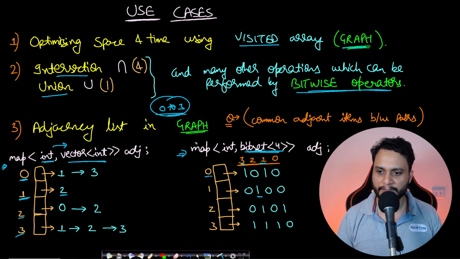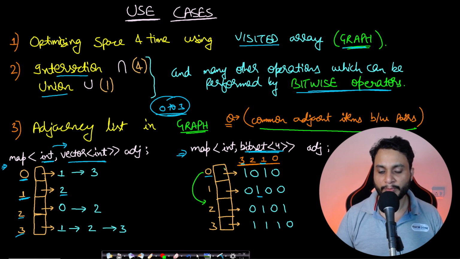Now what is the use case of this? Let's say that my question involves finding common adjacent item between pairs. So if you want to find out what are the common adjacent items between 0 and 2, you may have to iterate over the items and check if they are common or not. But you can do it with Bitset in a very fast speed by doing 0 ANDed with 2. That means adjacency list at 0 ANDed with adjacency list at 2. So you have to write adj at 0 ANDed with adj at 2.